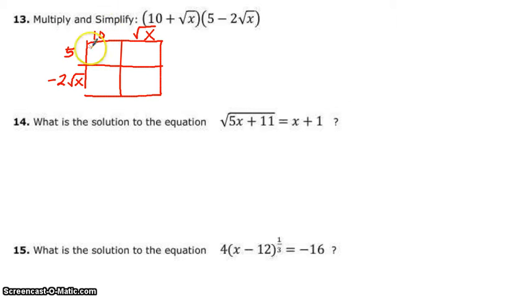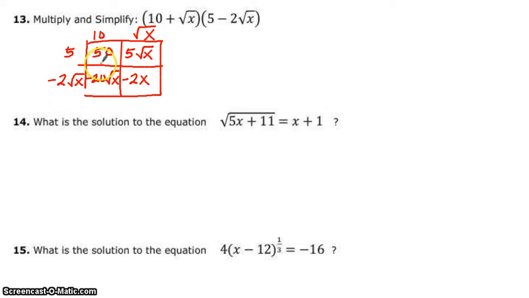So 10 times 5 is 50. Then this is 5 square root of x. All right, and outside by outside, negative 2 times 10, that's negative 20 square root of x. All right, and this last one, negative 2 times 1 is negative 2. Square root of x times square root of x is x. Okay, a lot of you got square root of x squared, but that reduces to x.